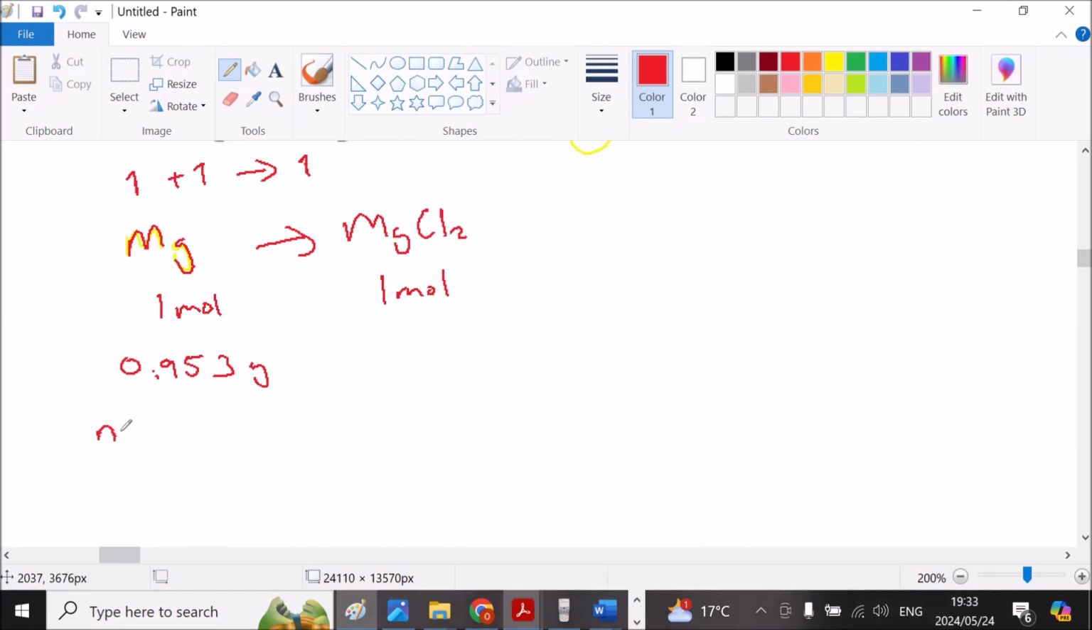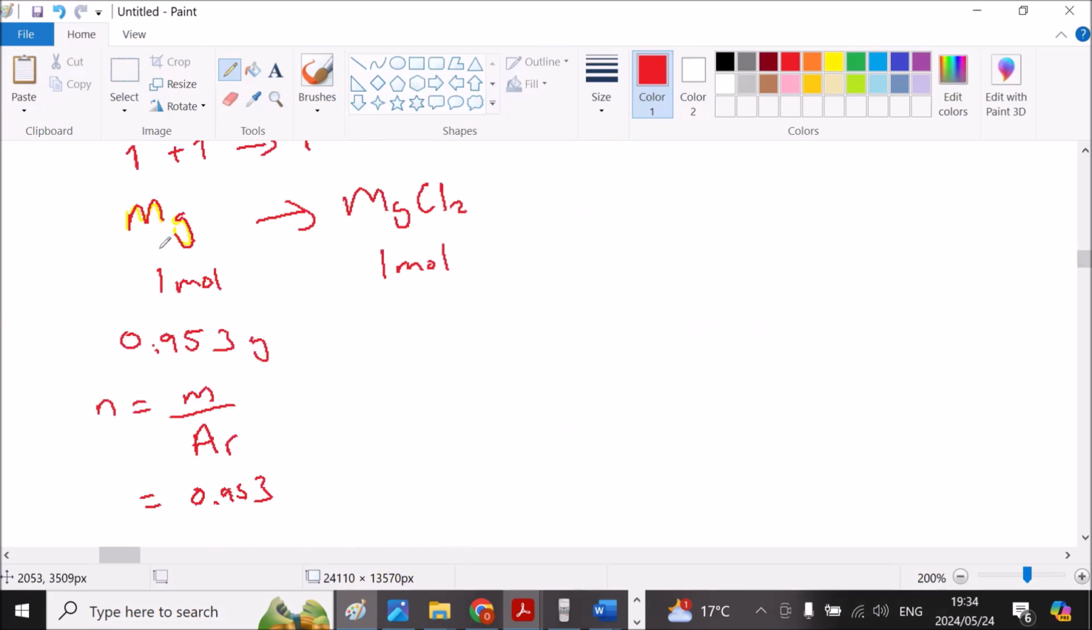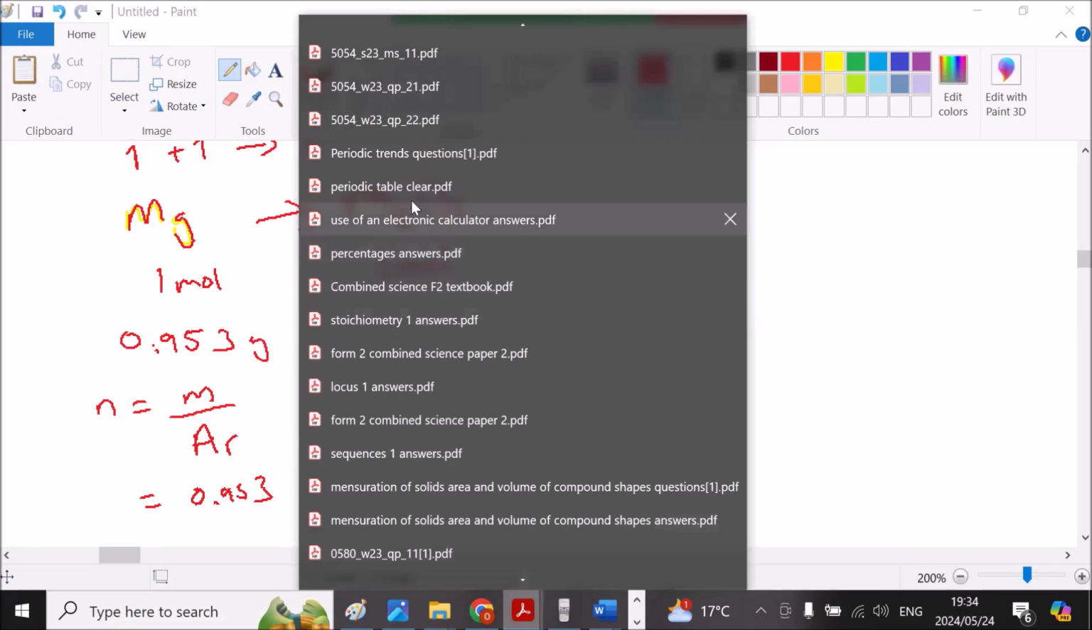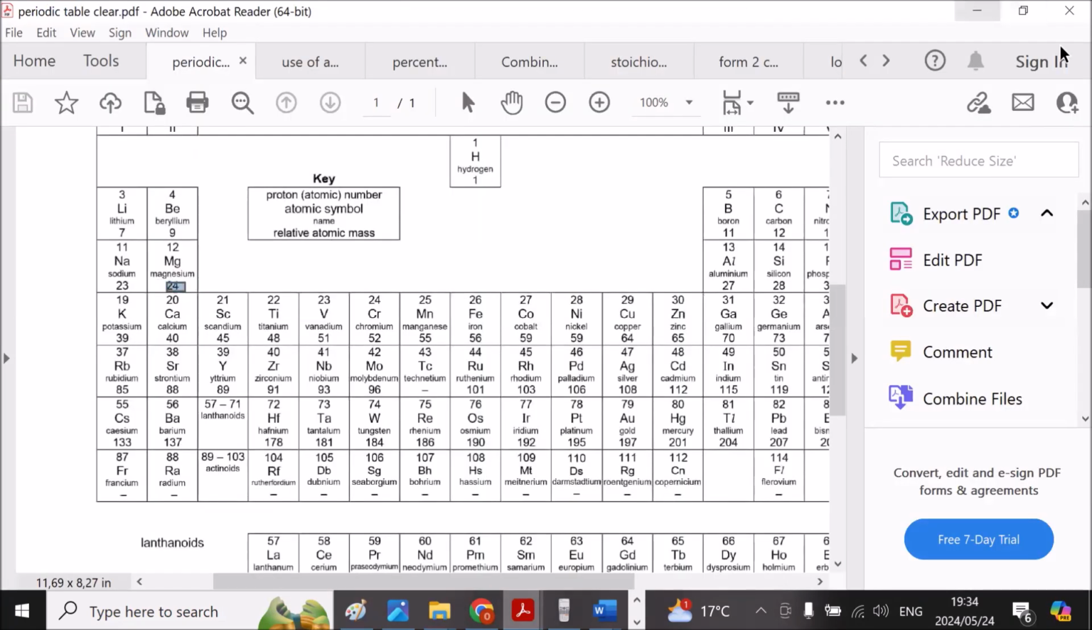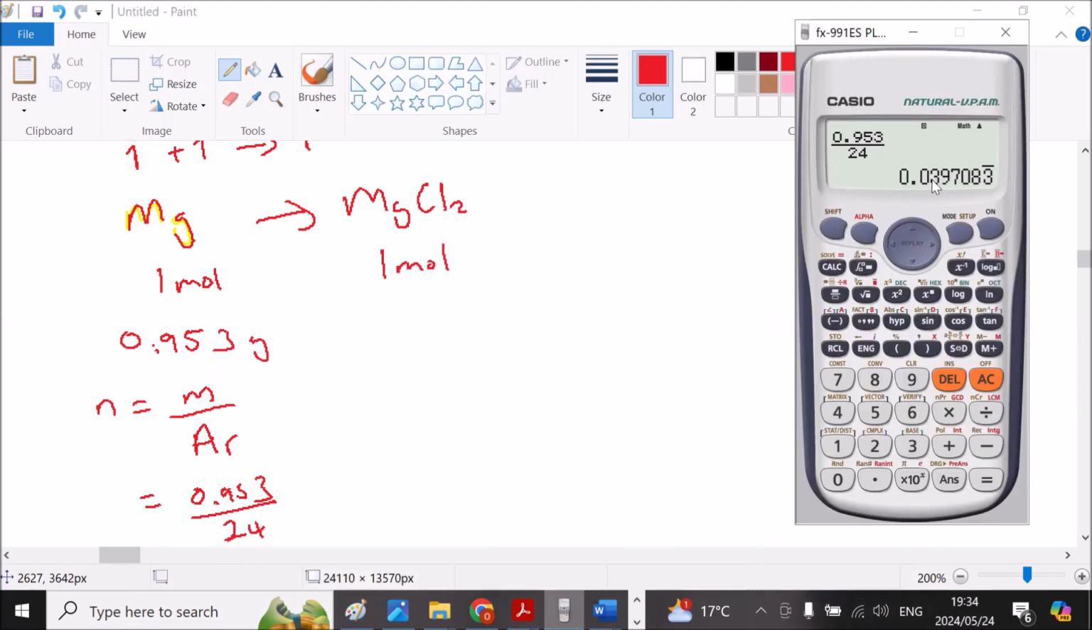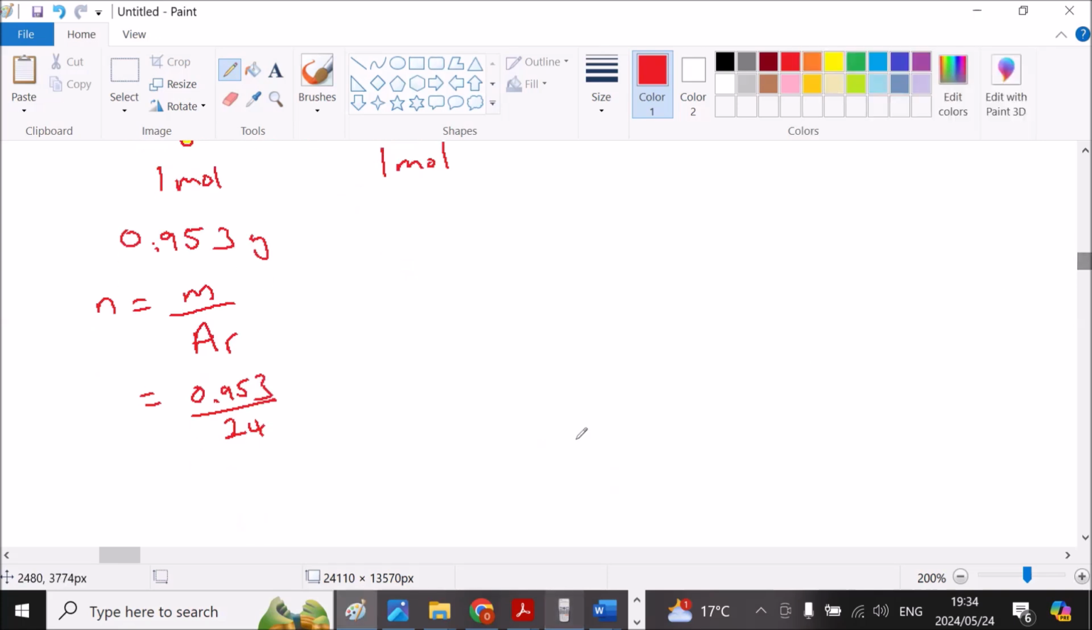Again, we use the formula n equals m over, for atoms, the relative atomic mass. Number of moles is equal to mass over relative atomic mass, which is our given mass, 0.953. The relative atomic mass of magnesium, which we find on the periodic table, is 24, given here. So we put it over 24, which is 0.039 or 0.040 moles to 3 decimal places.